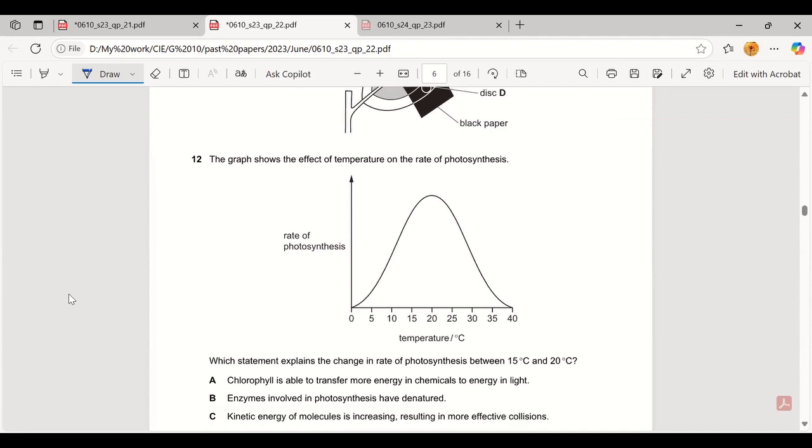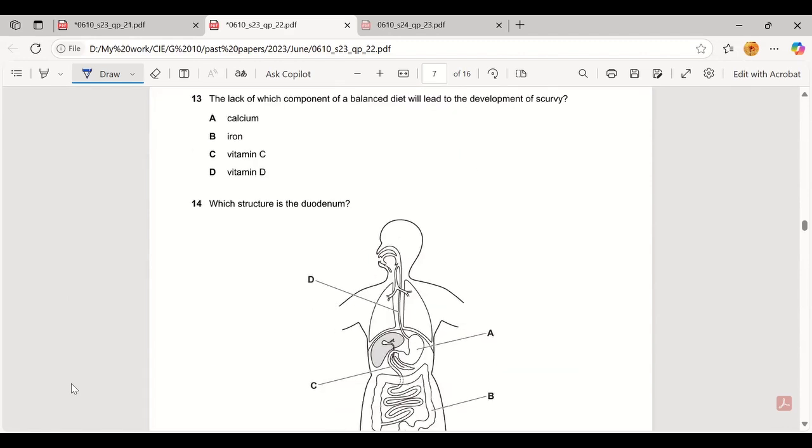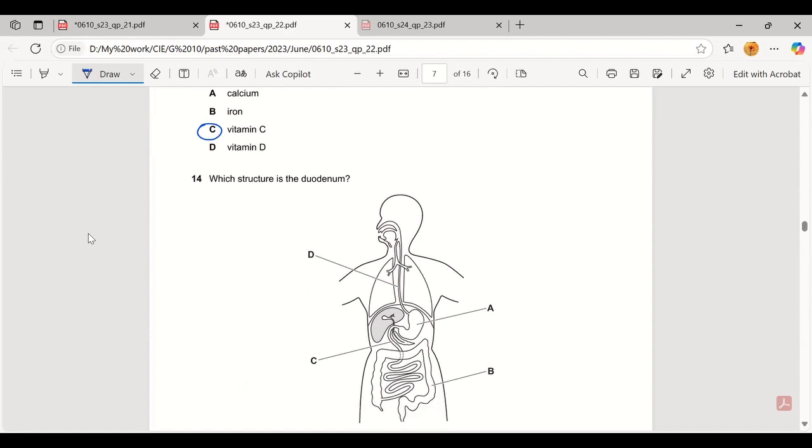The graph shows the effect of temperature on the rate of photosynthesis. Which statement explains the change in the rate of photosynthesis between 15 and 20 degrees Celsius? Yomna? C. Kinetic energy of molecules increasing, yes. The lack of which component of a balanced diet will lead to the development of scurvy? مريم, الأسئلة دي حلوة. فيتامين سي. ما فيهاش مشاكل. بس لسه يعني it's number 13.